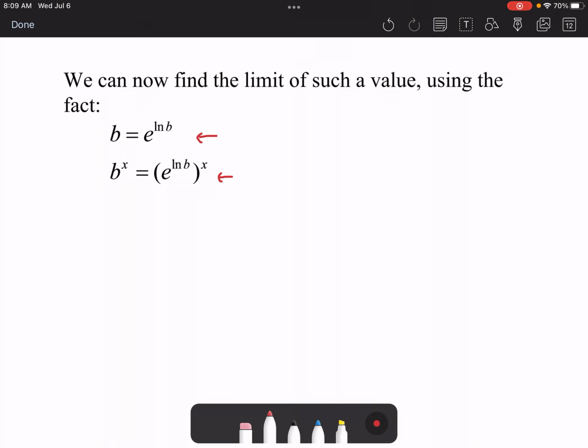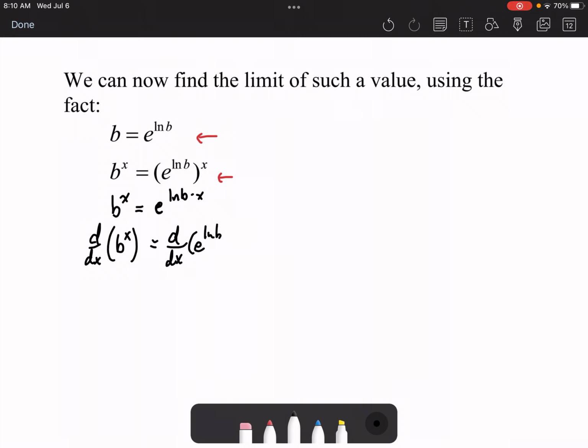So what this now gives us is b to the x is equal to e to the exponent ln b times x. Well, what I can do is find the derivative of both sides of this expression. So I'm going to take a derivative on both sides, because if these two expressions are equal, then the derivatives of these things will also be equal.